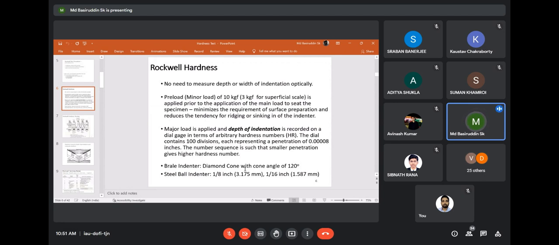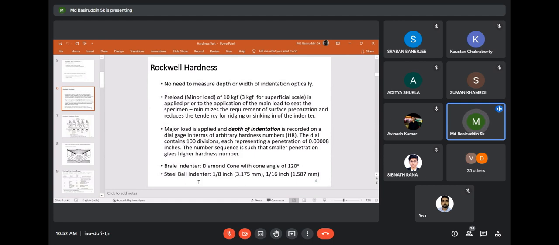So that is why we follow certain Rockwell scales where we can manipulate the load. For softer materials, we can use the Rockwell B scale, where we use a soft steel ball as an indenter, and we can reduce the load from 150 kilo to 100 kilo, 60 kilo, or even 40 kilo.